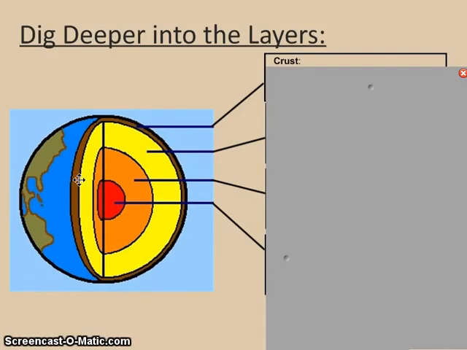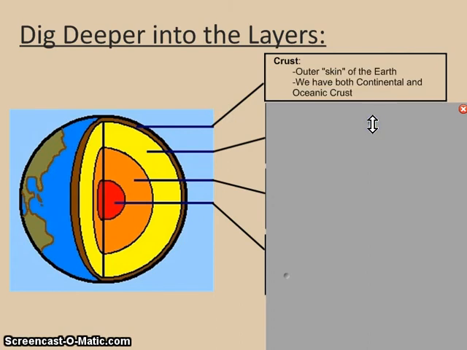In your note-taking packet, I want you to write down all the pieces of information I'm going to give you about each of the layers of the Earth. Let's first start with the crust. The crust is really like the Earth's skin, right? It's this outer layer, it's very thin, and it's the crust where we have both continental crust and oceanic crust.